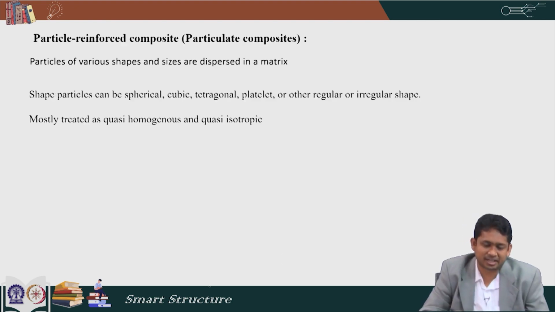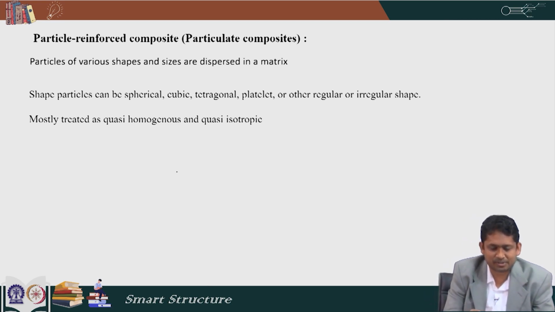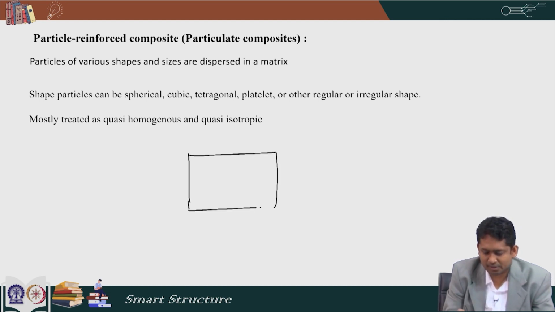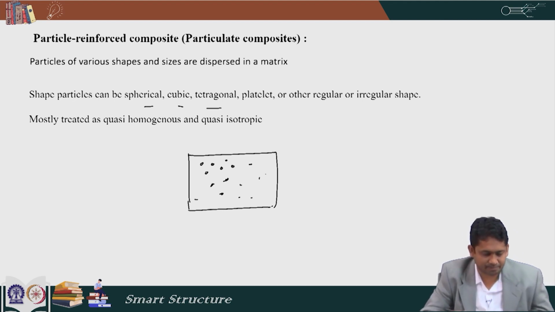Now, we will see various types of fiber reinforced composites. There is something called particulate composites. In particulate composites, particles of various shapes and sizes are dispersed in a matrix. If we see a composite like this, in the matrix there are particles of various shape and size, and because they are randomly placed and oriented, it can be treated as quasi homogeneous and quasi isotropic.